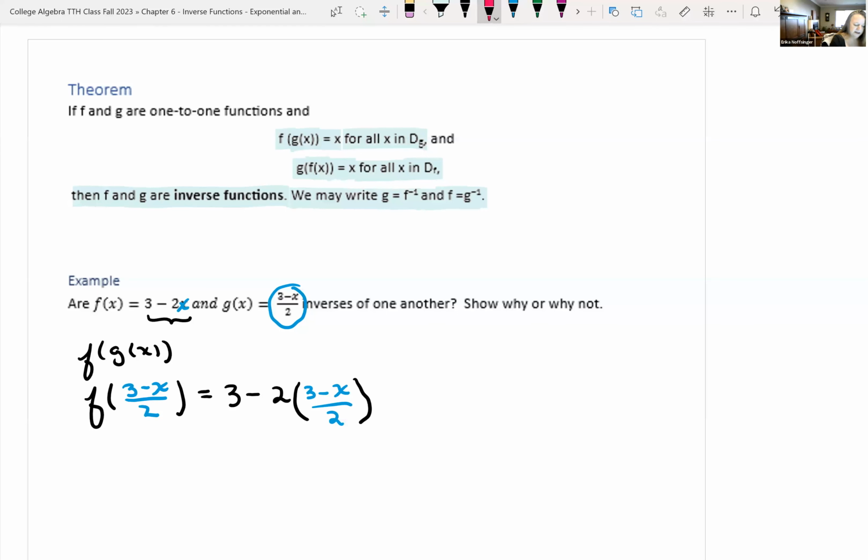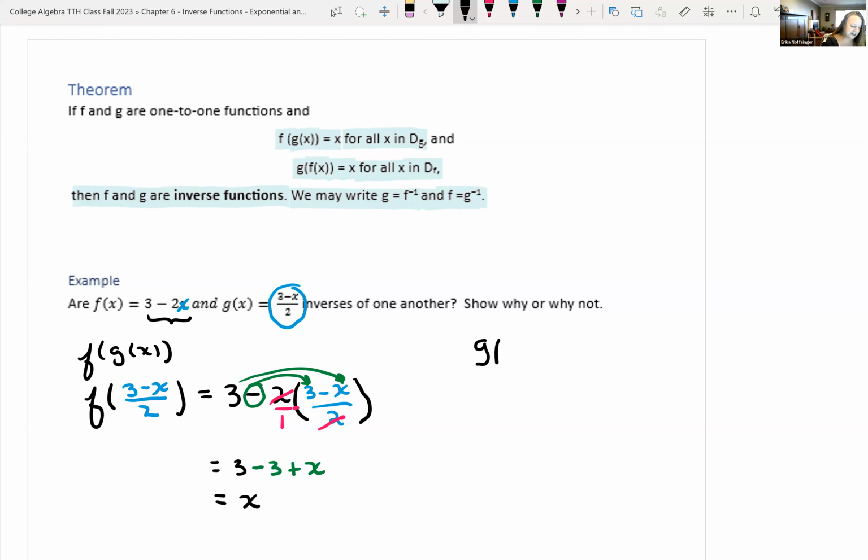So notice here, I have a 2. This is multiplication in between, so I can simplify. I have a 2 in the numerator, and I have a 2 in the denominator, so those cancel. And so this is equal to 3. You're going to want to take your negative and distribute it to this positive 3 minus x. So I have a negative times 3 is negative 3, and negative 1 times negative x gives me plus x. And so notice that 3 minus 3 is 0, plus x is just x. So the composition of the two functions gives me x. And so by this theorem, they have to be inverses of one another.